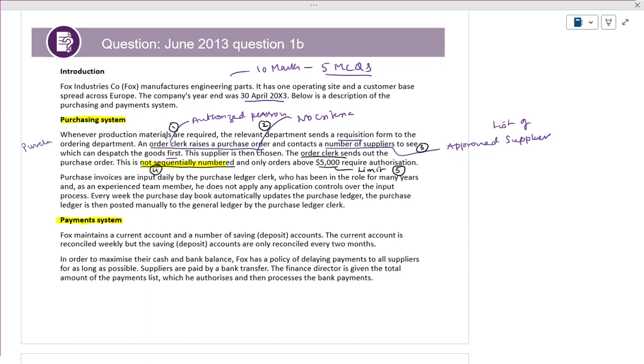How many do we have to write? That much you have to write. We should not get excited and say that we will write more. Now you see the things.